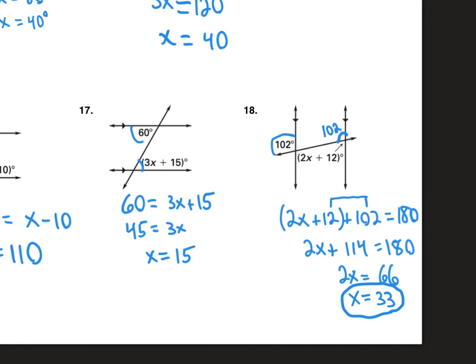I hope this helps, and I hope that you're starting to really understand utilizing the properties of transversals.